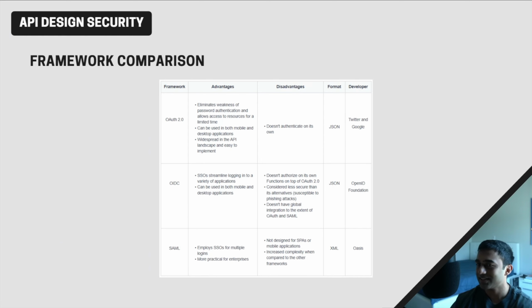And OpenID Connect, the advantages are it uses single sign-on to streamline logging in to a variety of applications, and it can be used for both mobile and desktop applications, but it doesn't authorize on its own, and it needs OAuth 2.0 to do this. And it's considered less secure than its alternatives because of phishing attacks, and it doesn't have global integration to the extent of OAuth and SAML, and it also uses JSON. But SAML employs single sign-on for multiple logins, and it's more practical for enterprises, but it's not designed for SPAs or mobile applications, and has increased complexity when compared to other frameworks. But it also uses XML, which is different than the rest.